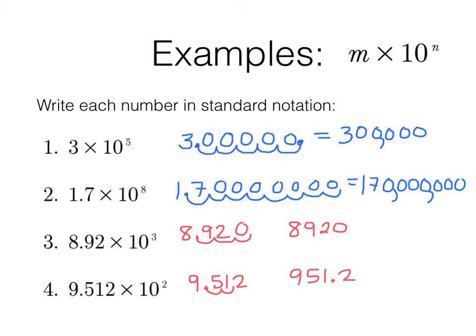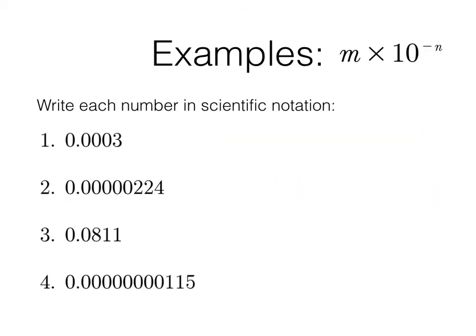Let's try some where the numbers are smaller than 1. Think about what those negative powers of 10 did. Remember that from class and then also from the video? Remember, 10 to the negative 1 is 1 over 10 to the positive 1. So your negative exponent is giving you a decimal or a fraction.